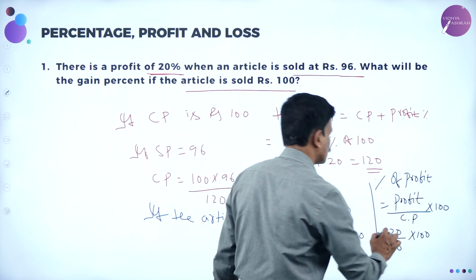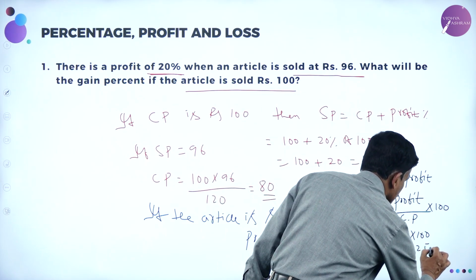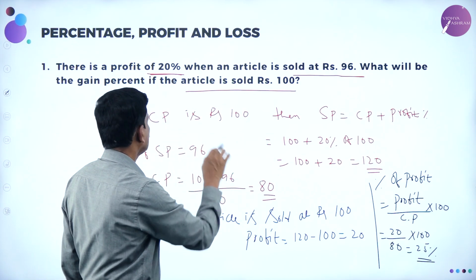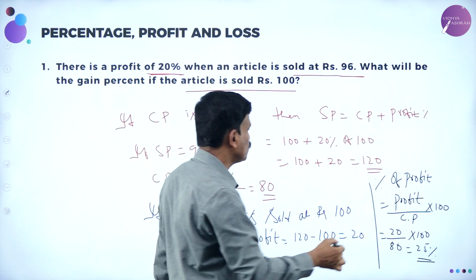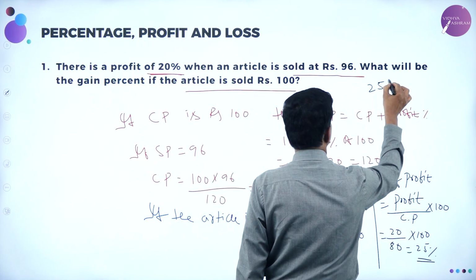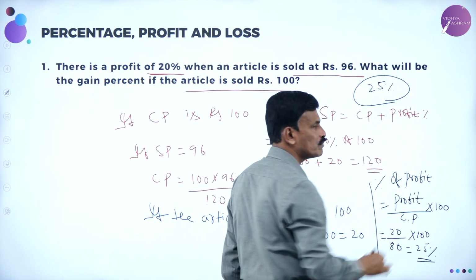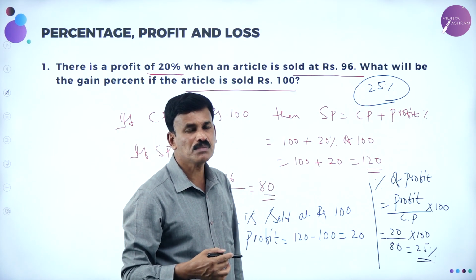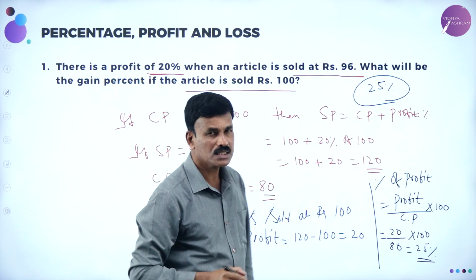So what is this equal to? This is equal to 25%. That's it. So therefore, what will be the gain percent if the article is sold for rupees 100? Means the gain percent is equal to 25%. That's it. Okay. This is how we are going to calculate the percentage of profit in this case.